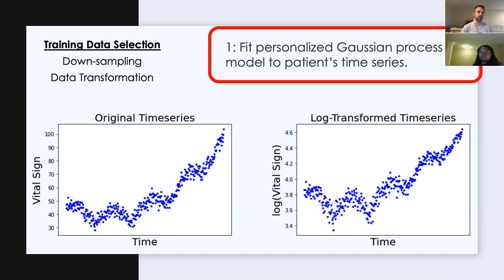Another advantage is that for something like heart rate, which has high dynamic jumps, it's very common for heart rate values to just jump up rapidly. This log transformation essentially, I won't say linearizes, but at least helps smooth out that aspect.